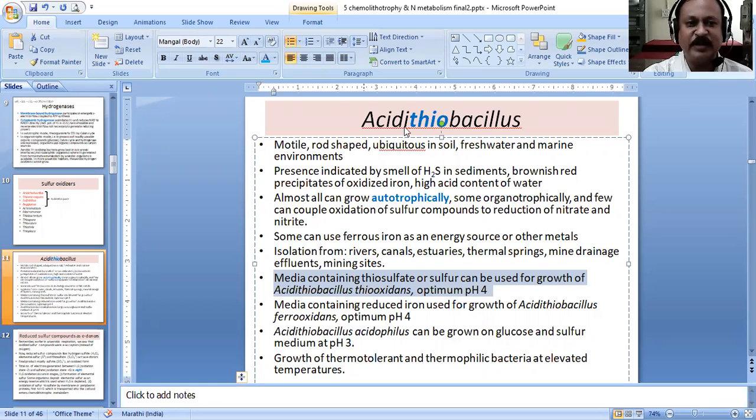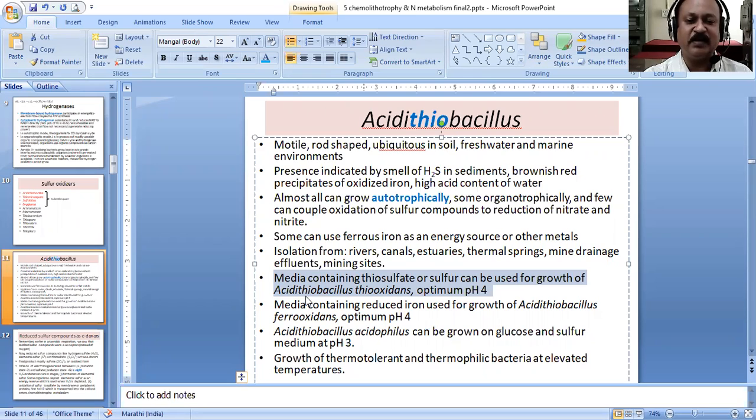What I was expecting from you all is that since the organisms require sulfur compounds as the source of electrons, we should be adding sulfur to the medium, isn't it? Okay, so we can add thiosulfate to the medium, we can add sulfur to the medium. Both these compounds can be oxidized by Acidithiobacillus.